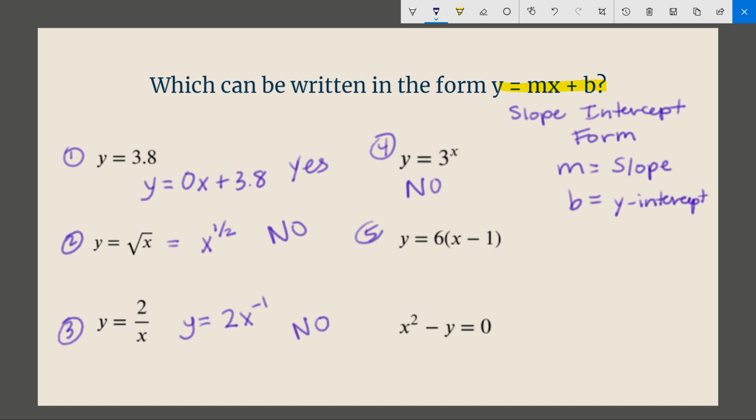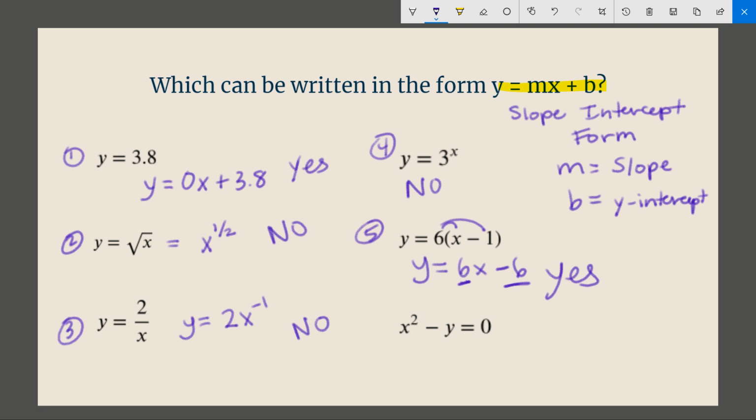This fifth equation right here, if we distribute the 6 in front of the x minus 1, we see that this equation is y equals 6x minus 6. This is exactly slope-intercept form. We can see that the slope is the 6 right here, and the y-intercept is this negative 6 right here. So this is a yes.